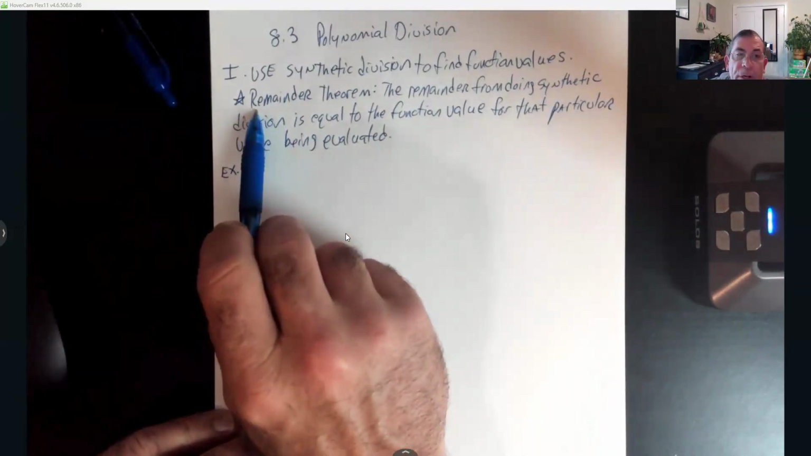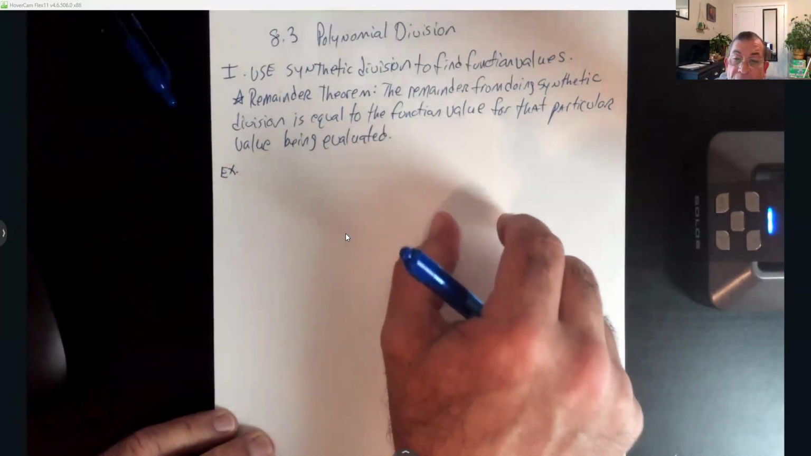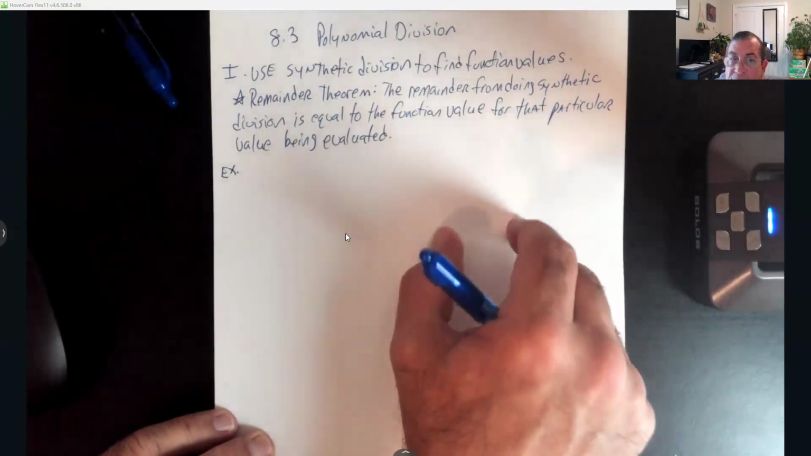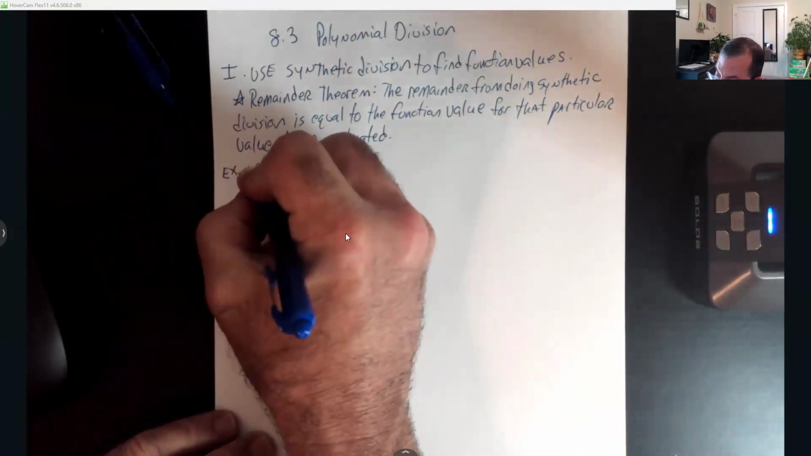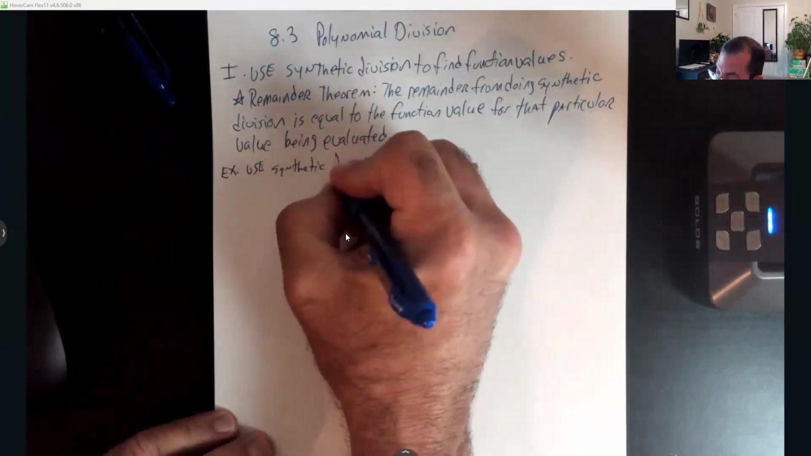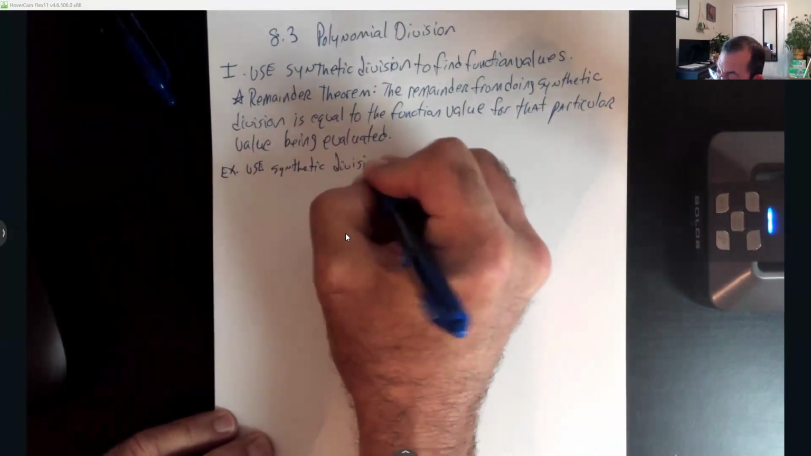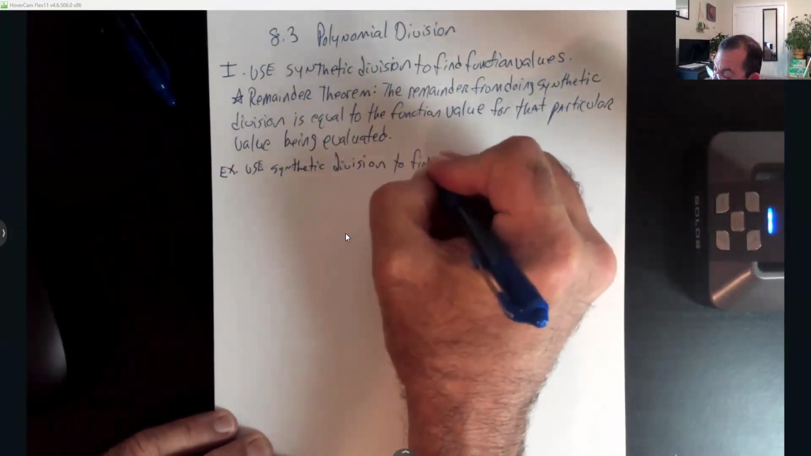And y'all, this really just rides on that remainder theorem, okay? And remember, the remainder is what I had in the little boxed area at the end, okay? So we're going to use synthetic division to find the function values.